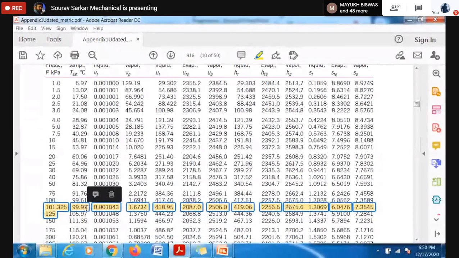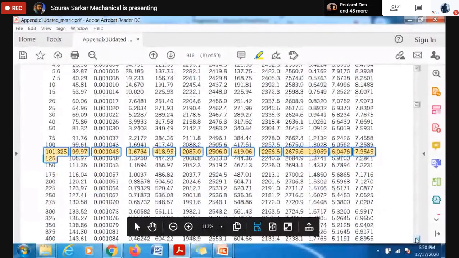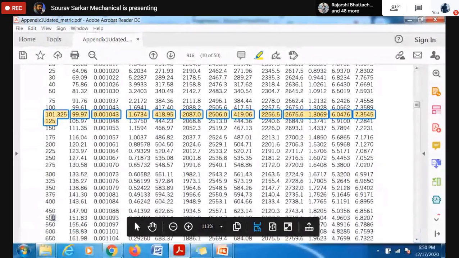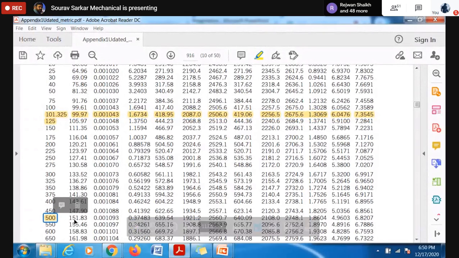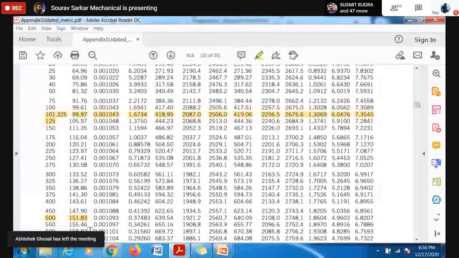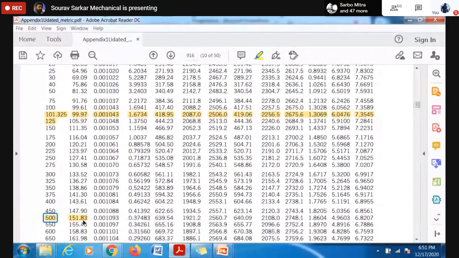Yes, sir. So if you see at 500 kPa pressure, your corresponding boiling point is 151.83 degrees Celsius. Can you see that?